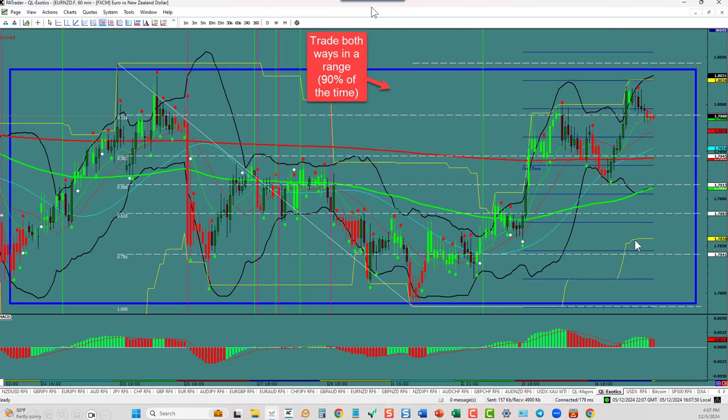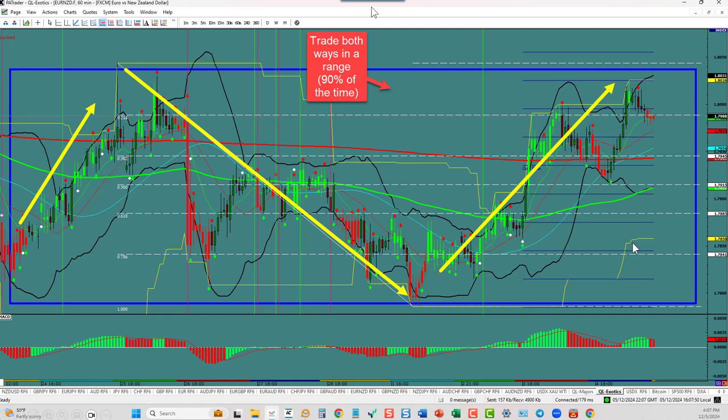So now, in ranges, we can trade both ways. We can trade up, we can trade down, we can trade up, okay? So the market ranges 90% of the time. They may be very large ranges, but they are still ranges, all right? So both ways you can trade when that happens, all right?